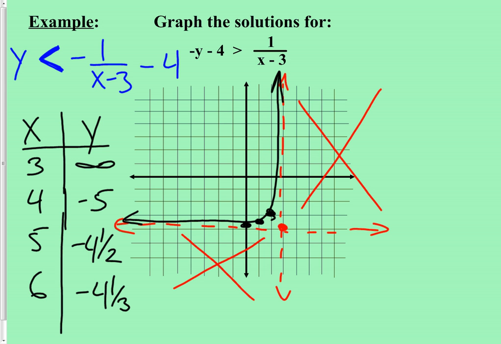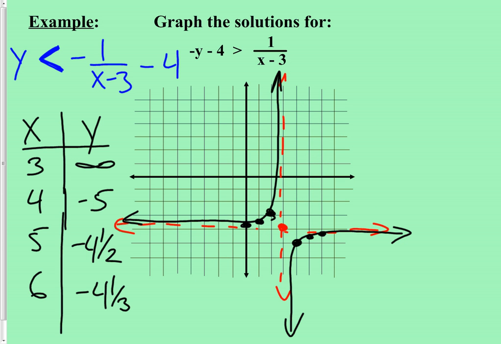Okay, we transfer these to the graph. 4, negative 5 is there. 5, negative 4 1/2 is about there. And 6, negative 4 1/3 is about there. And between the 3 points and the asymptotes, we end up with that graph. Okay, I'm going to get rid of my x's that I put in the quadrants. There we go. And then let's shade.